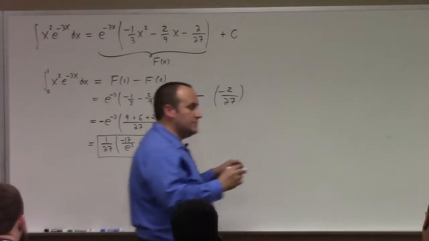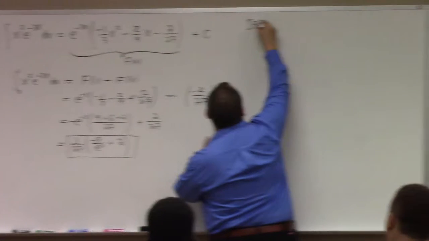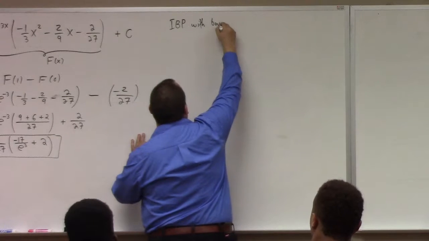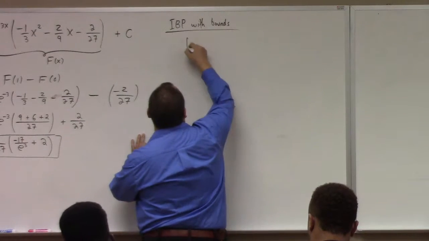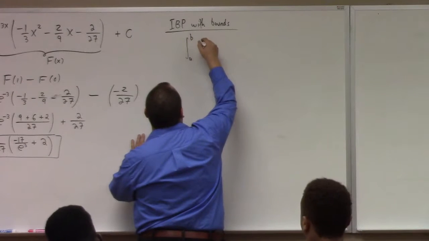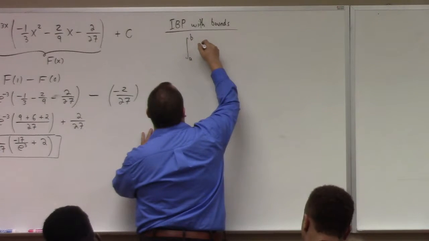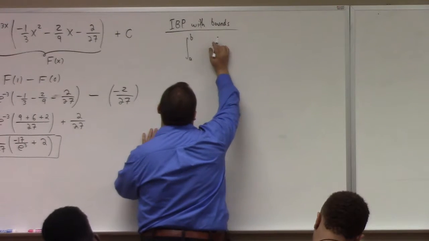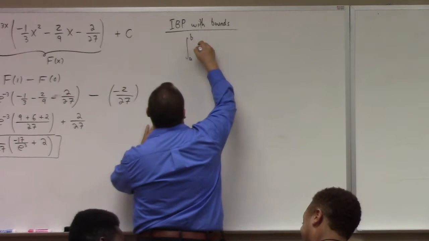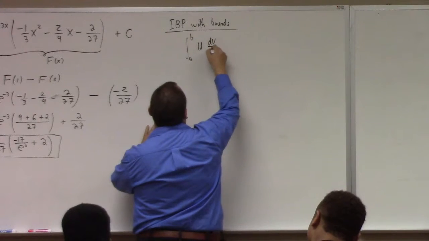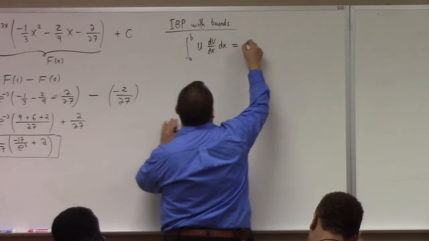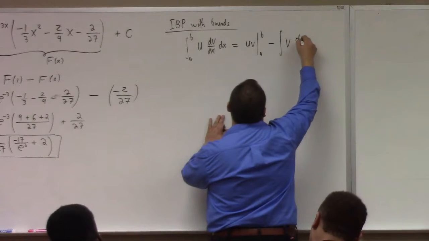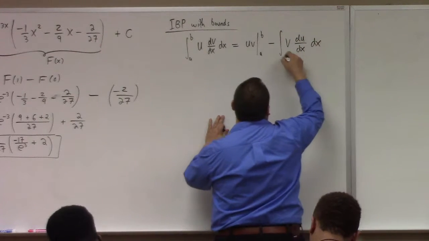Okay, so what's integration by parts with bounds? Let me just write it down. I haven't written it down yet. We didn't come across it last time, did we? But if we have the integral from a to b of u dv dx, it is equal to uv evaluated from a to b minus the integral of v du dx from a to b.